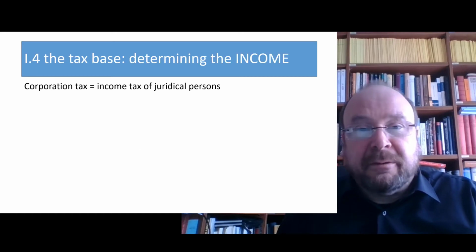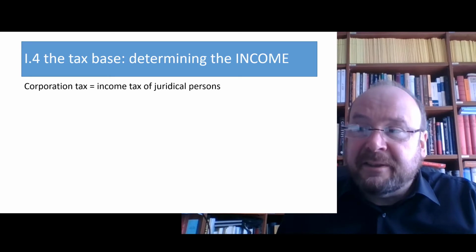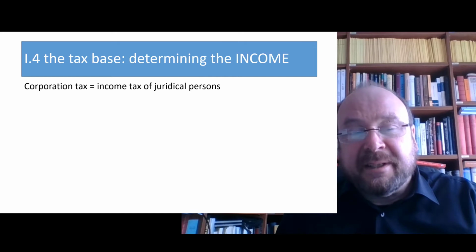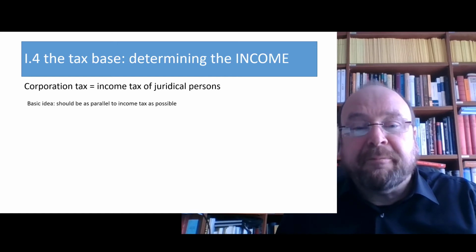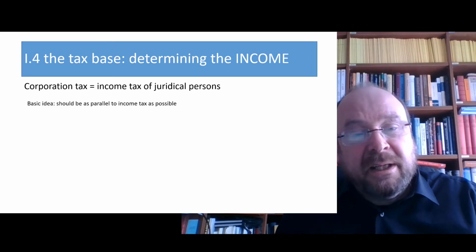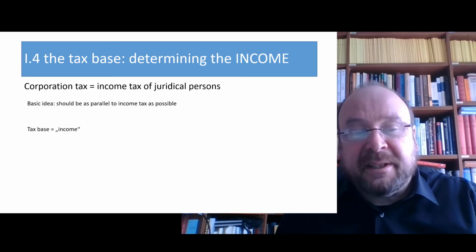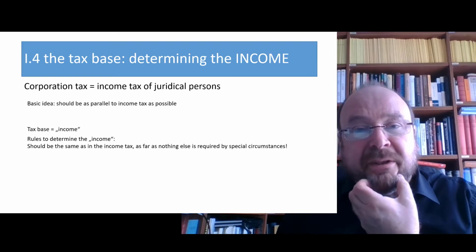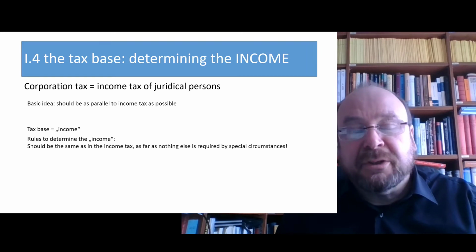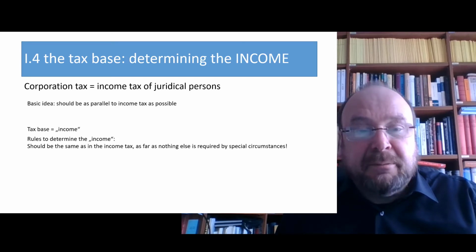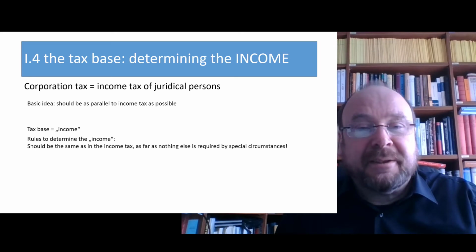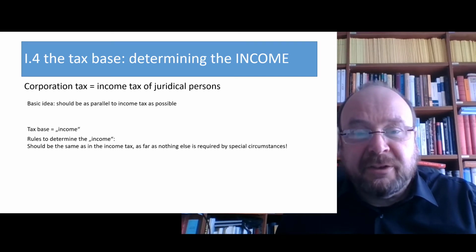As you have already heard, corporation tax is the income tax of juridical persons. So naturally, it's designed as a parallel to the income tax. And that means nothing else than that the tax base should be the income, and that the rules which say what is income and what is not income should be nearly the same, or should be the same as in the income tax, as far as nothing else really requires a deviation, so a different solution.